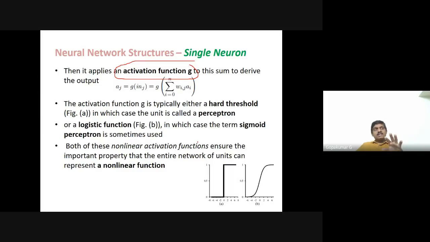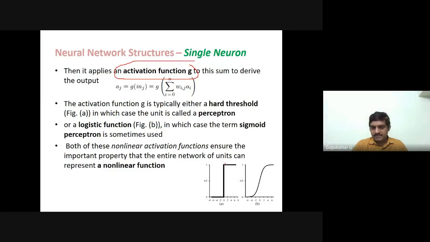The ultimate aim is to bring some nonlinearity into your decision boundary, because whenever you have nonlinear points, that means points that are mixed up in two categories, you need nonlinear decision boundaries. A straight line will not always solve the issue. So in such cases, we need activation functions that are nonlinear in nature.